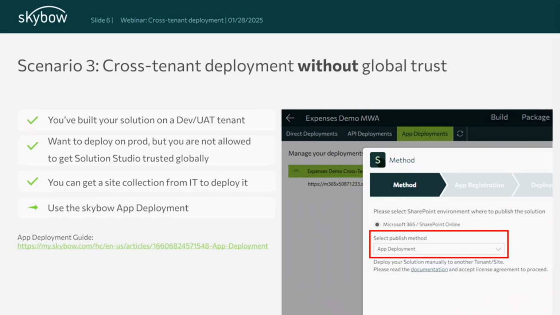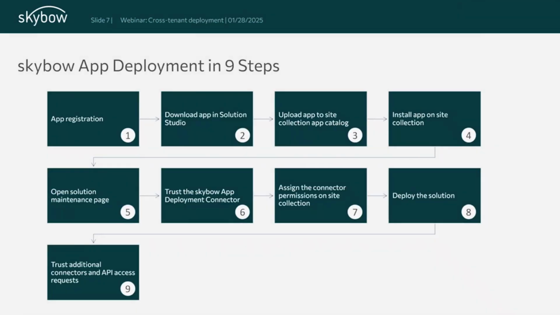The app deployment in general is done in 9 steps. So the first one is, and I will show you that in the demo, you have to register the app in Solution Studio as an app deployment. Then you can download this app in Solution Studio. It will give you an app file. You can upload that app file to the site collection app catalog.